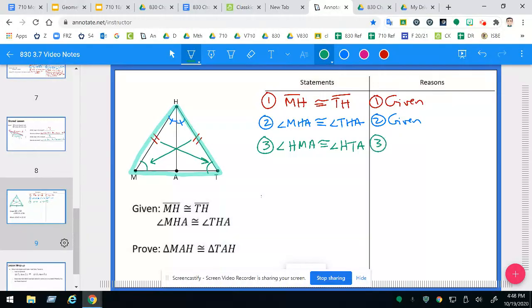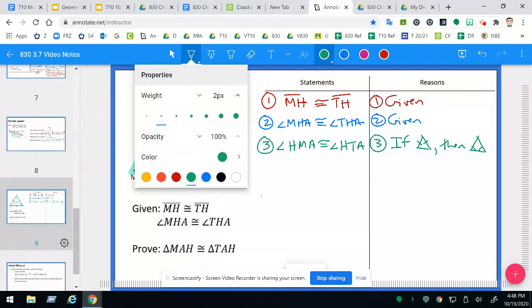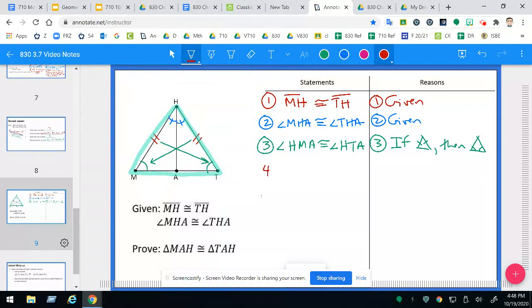And this is the converse of what we used in the last proof. This is if two sides of a triangle are congruent, then their opposite angles are congruent. All right? Okay. That's exactly what we needed.